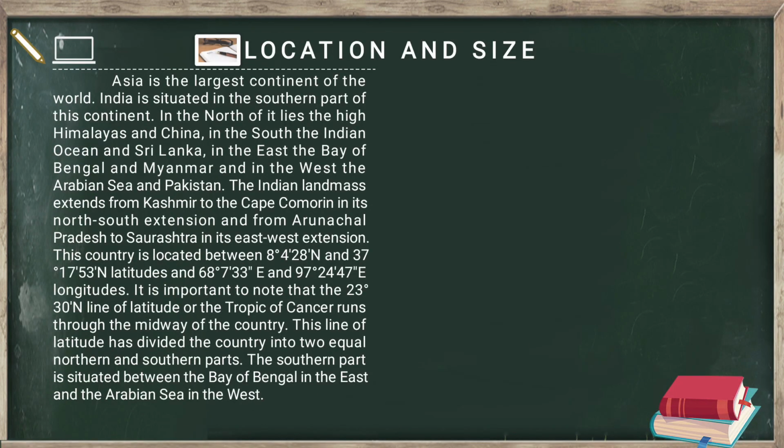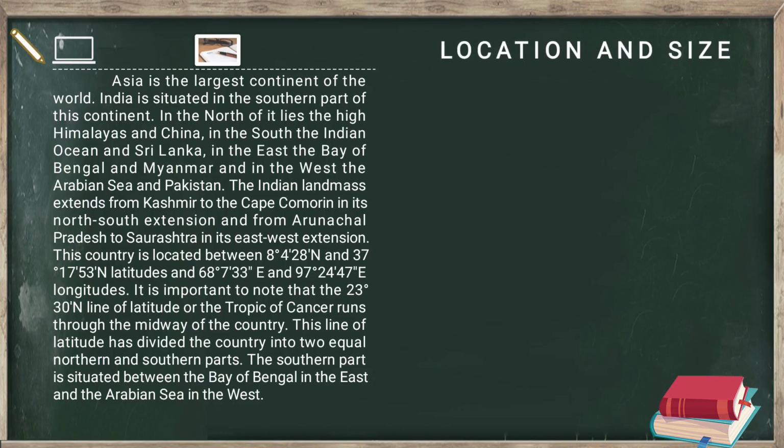So again, see, Asia is the largest continent of the world. India is situated in the southern part of this continent. In the north of it lies the high Himalayas. So where are the high Himalayas? Let's see.